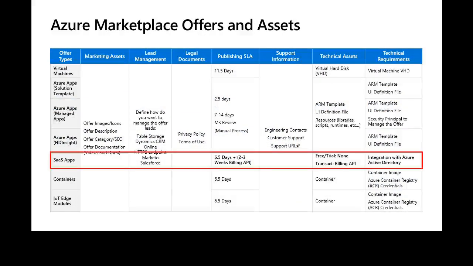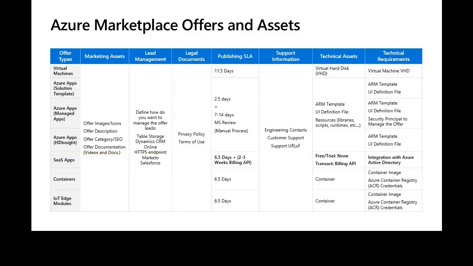We talked about this before. As I said, the most important information here is for you to understand that the publishing SLA is 6.5 days after you click submit, and then what we've seen is an average of 2 or 3 weeks for our partners to implement the billing API. We have all that documented, and we'll go into a little bit more detail in the next slides.